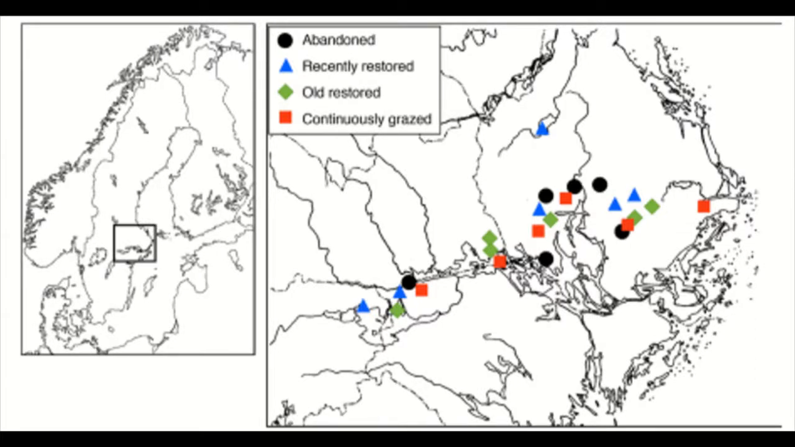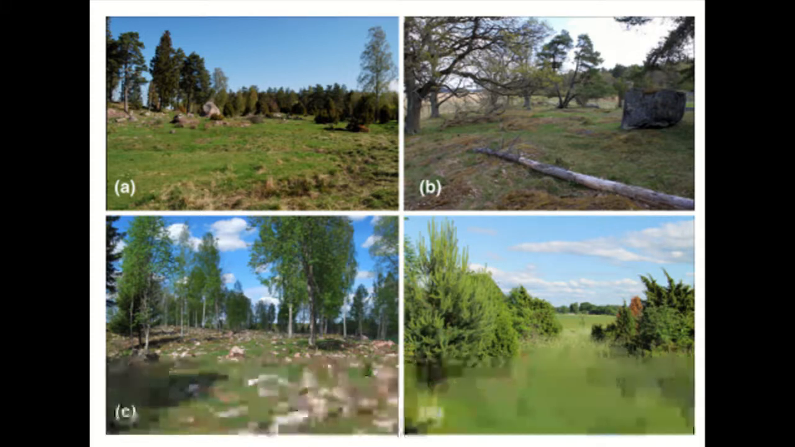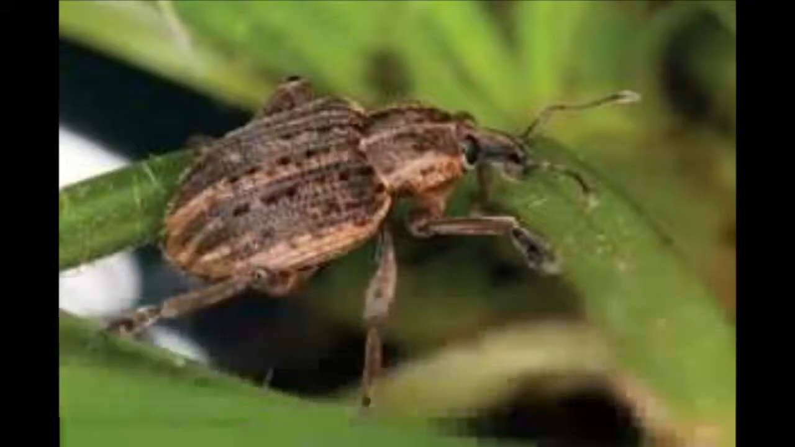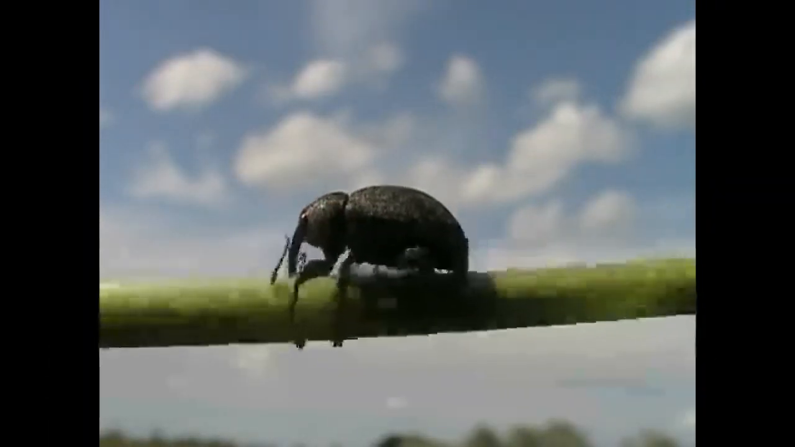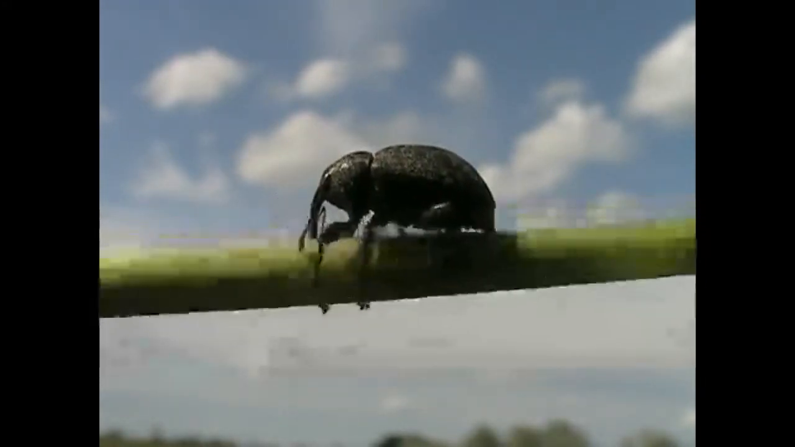Some continuously grazed, A. Some abandoned, B. Some old restored, having been restored in the past, C. And some recently restored examples, D. The study found that, although there were different compositions of species in the abandoned habitats as opposed to the others, the level of recent management of the habitat had little effect on the overall number of weevils.